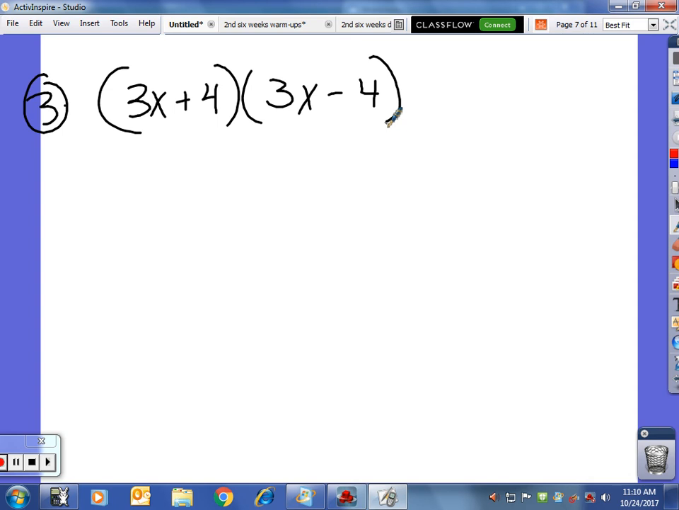What do you notice about these two factors? They're almost the exact same binomial, except one's got a plus and one's got a minus. And yes, something is going to cancel. No, not the 4s. Just multiply it out and you'll see what's going to cancel.